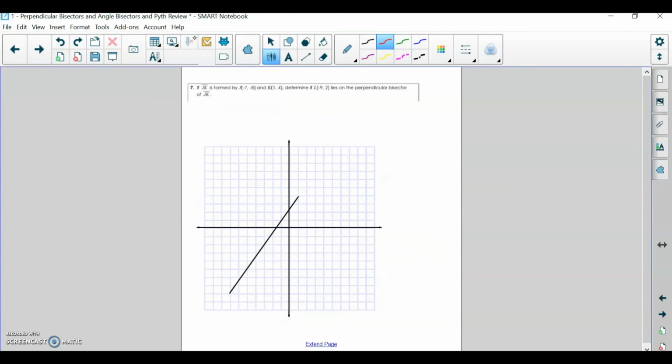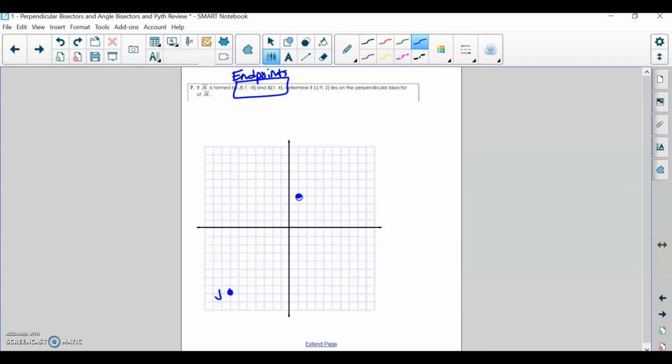Okay, so what it's doing is it's asking you, does this ordered pair that's given to you lie on the perpendicular bisector? So it says that you have endpoints right here. These are the endpoints of a segment. And so we'll plot those. J is 1, 2, 3, 4, 5, 6, 7, down 8. That's right there. That's J. And K will be 1, 4.